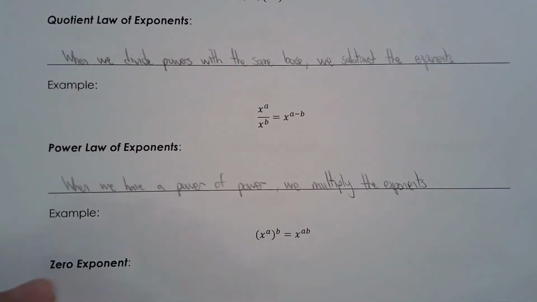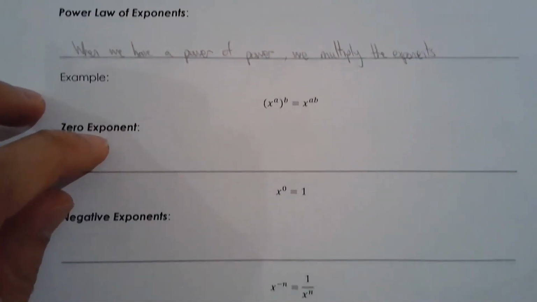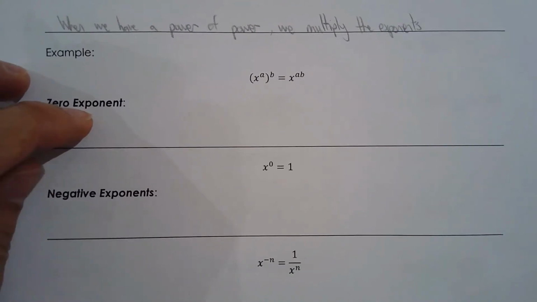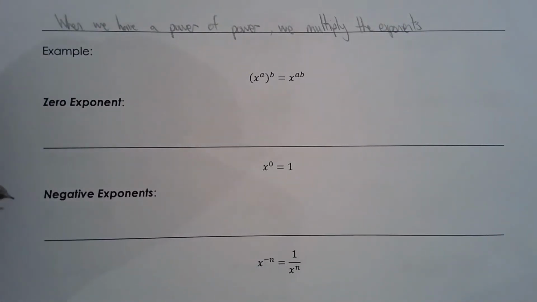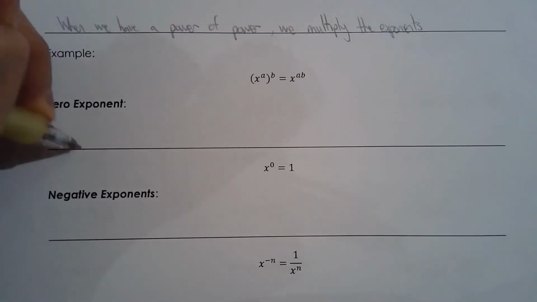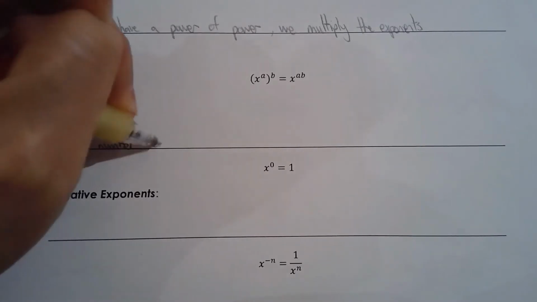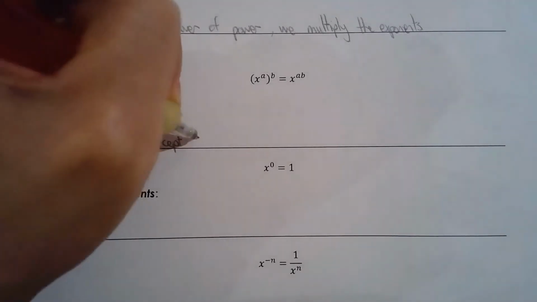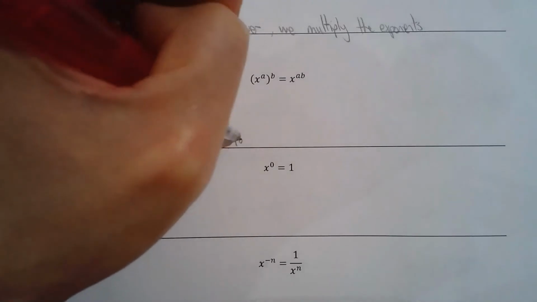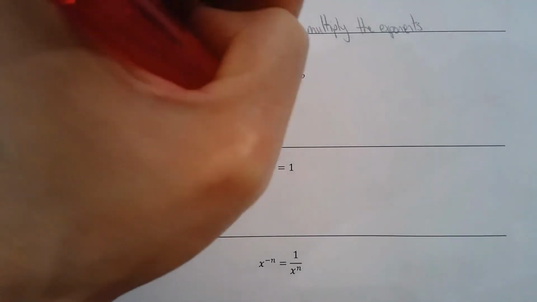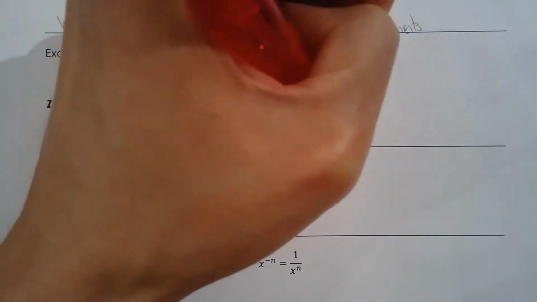All right, and then in grade 10, we gave you two more exponent laws. We gave you the zero exponent and the negative exponents. So any number except 0 raised to a power of 0 is equal to 1.